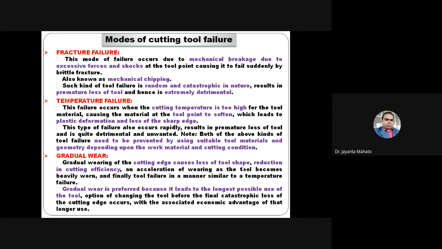So actually there is a formula for getting the tool life, which I will discuss in the next class. V T to the power n is equal to constant. This is Taylor's formula. So by using this formula you can get the tool life. So this gradual wear of the tool is actually preferred.